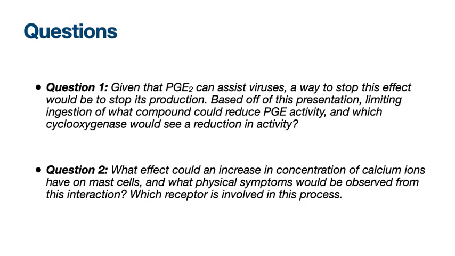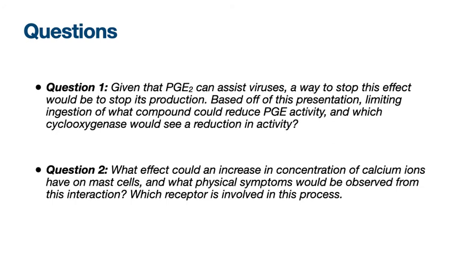So our first question would be, given that prostaglandin E2 can assist viruses, a way to stop this effect would be to stop its production. Based off of this presentation, limiting ingestion of what compound could reduce PGE activity? And if you did reduce said compound, which cyclooxygenase would see a reduction in activity? So I just kind of told you a big hint by saying that cyclooxygenase would see a reduction in activity, so maybe refer to that slide.